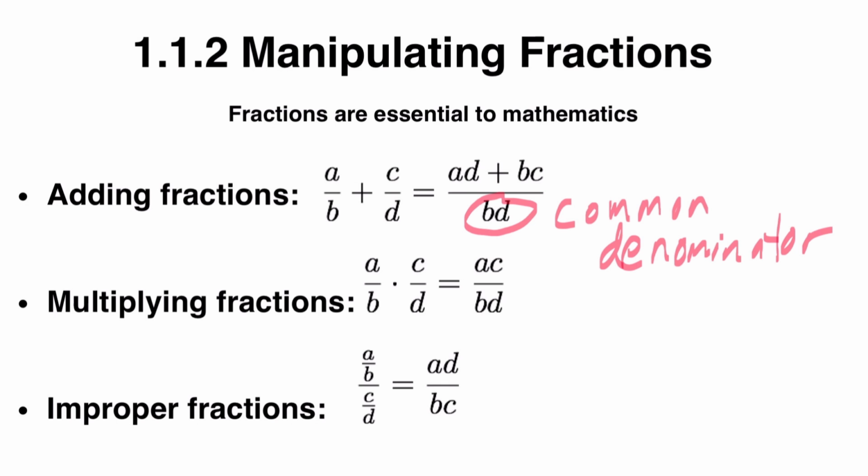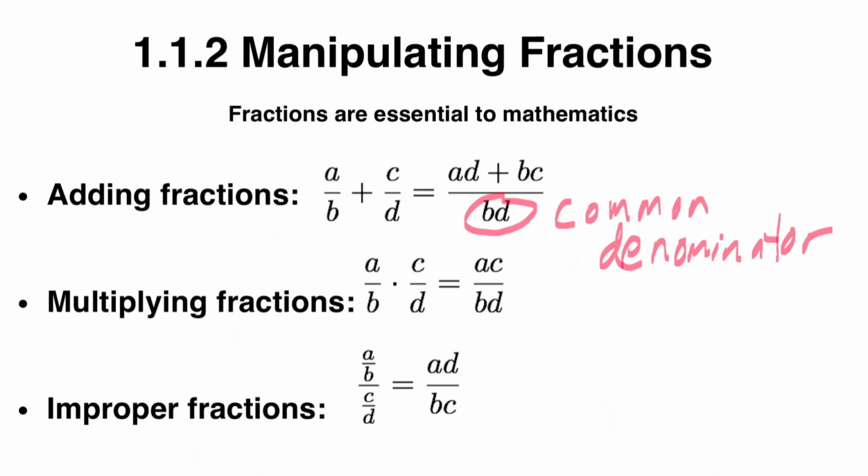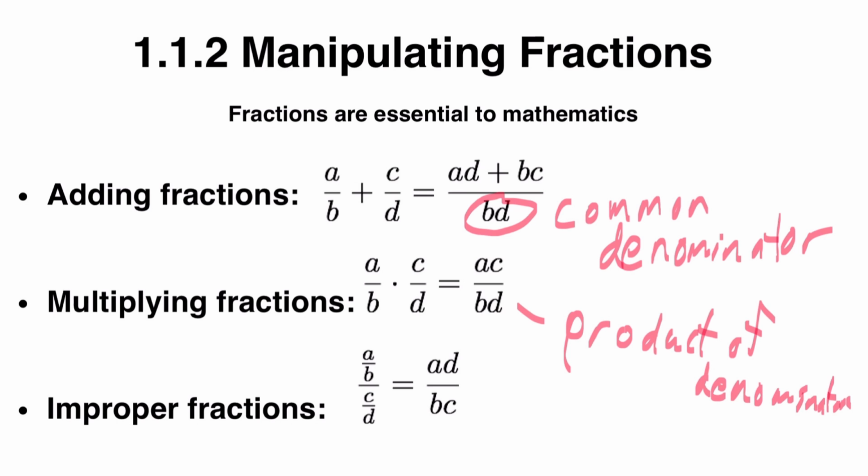Multiplying fractions by comparison is much simpler. I do what I would love to do for addition. I just multiply the numerators, multiply the denominators, and I get my multiplication of the fraction. Right? So b times d is just the product of the denominators, and a times c is the product of the numerators.